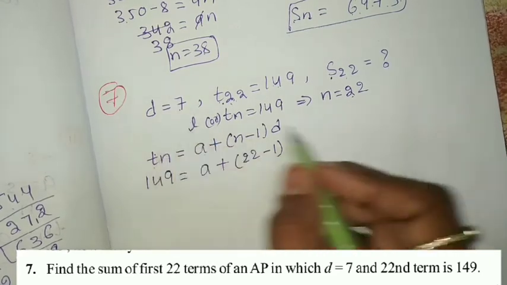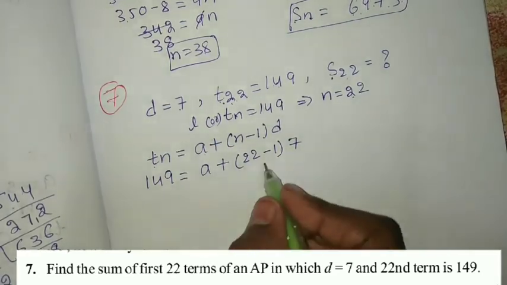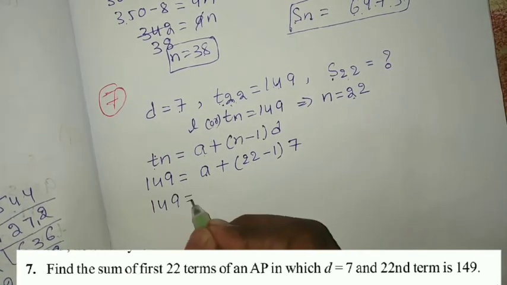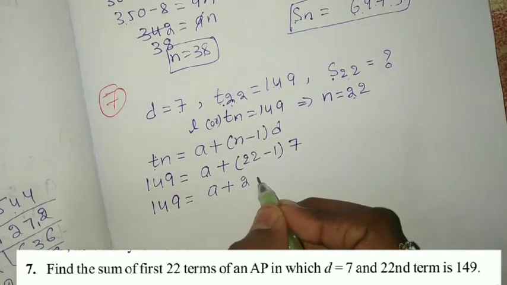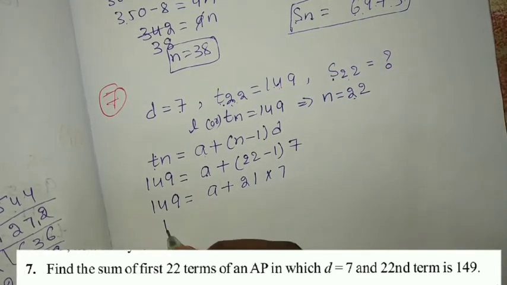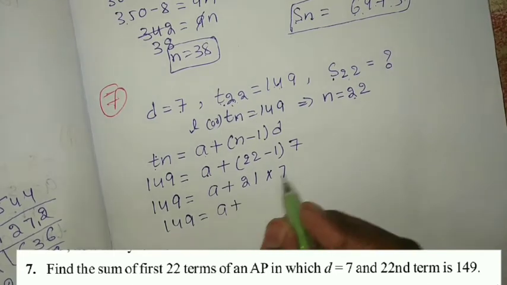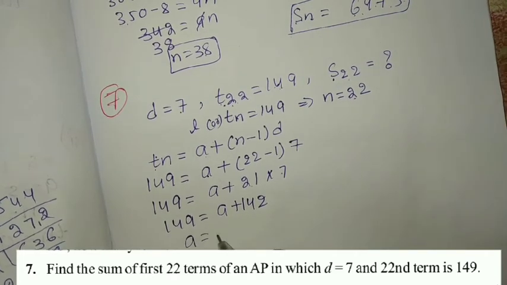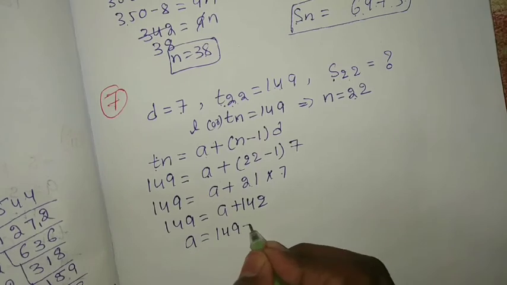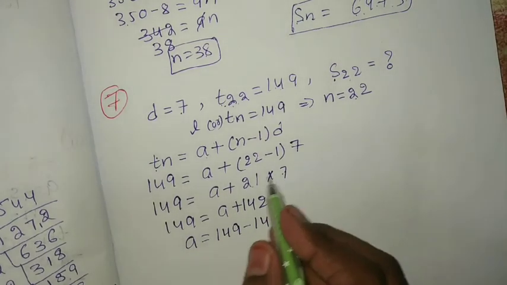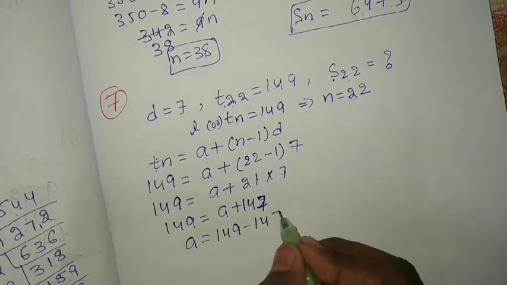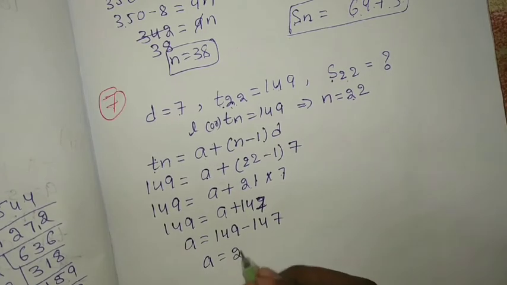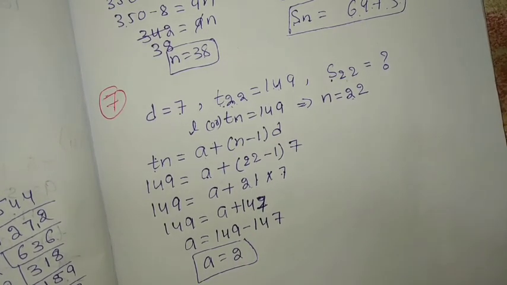What is the common difference? That is 7. Already they have given. So easily you can find what is the first term here. 149 is equal to A plus 21 into 7. So 149 is equal to A plus, 21 sevens are 147, sorry, 7 twos are 14, that is 147. So what is A here? A is equal to 149 minus 147. We get 2. What is the first term? That is 2.